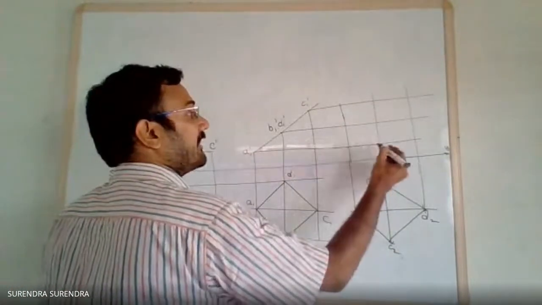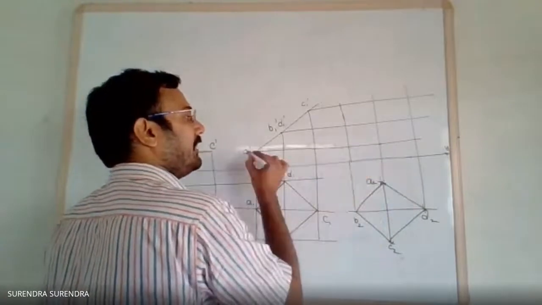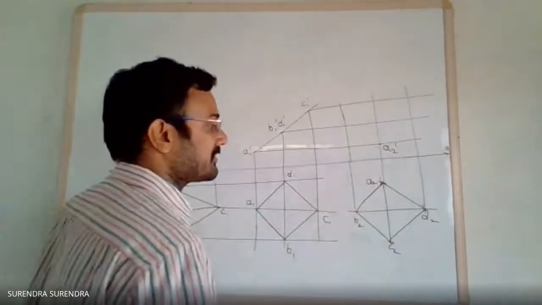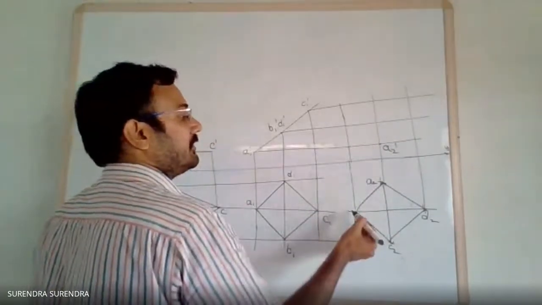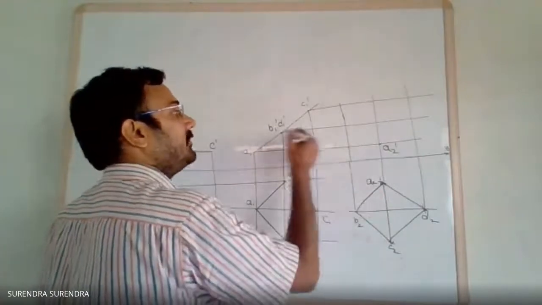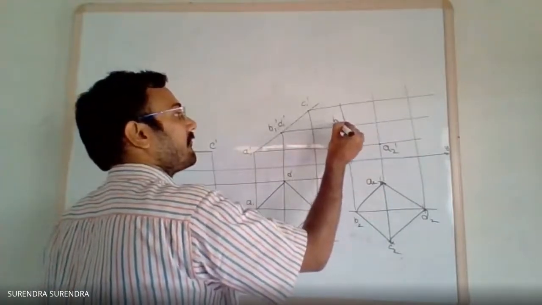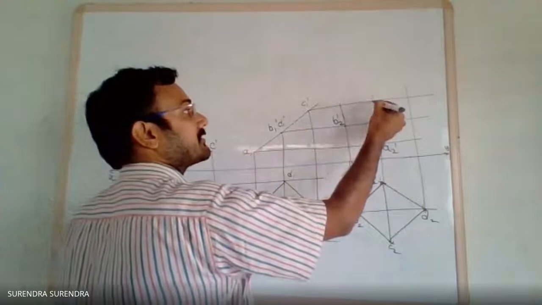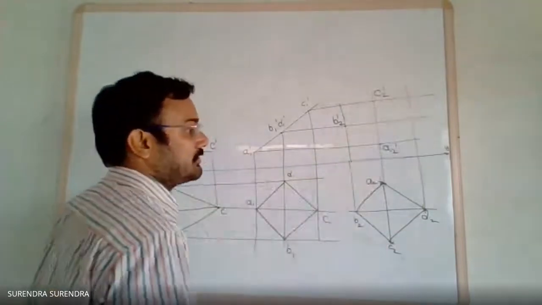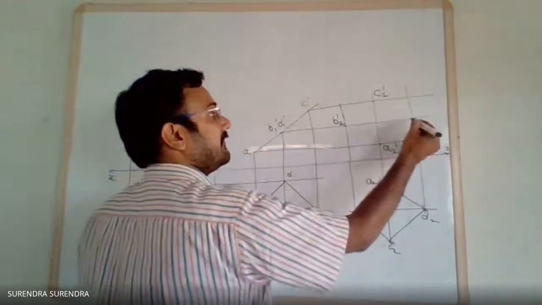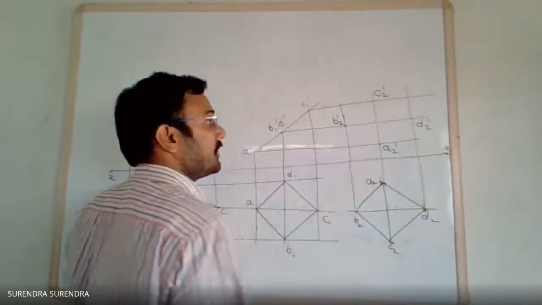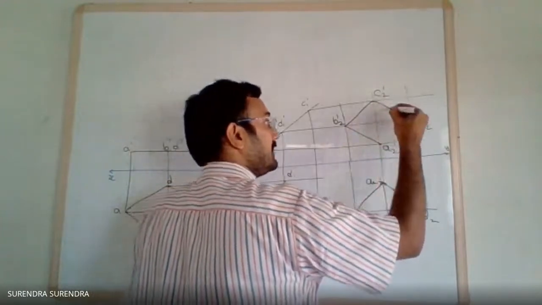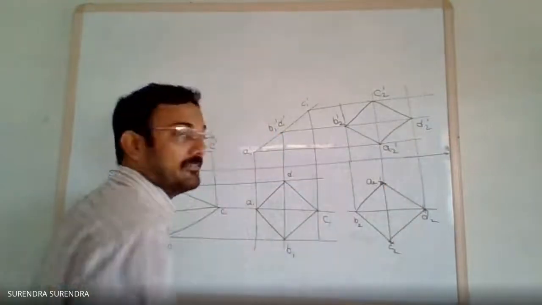A2 and A1 dash: projection from A2 and from the previous point A1 dash. Name this as A2 dash. Next, B: intersection of projection from B2 and B1 dash. B2 dash. Projection from C2 and C1 dash: C2 dash. Projection from D2 and D1 dash. Join AB, BC, CD and DA.